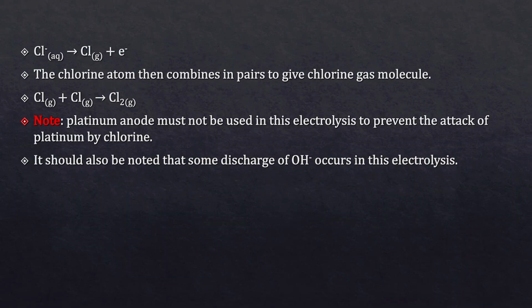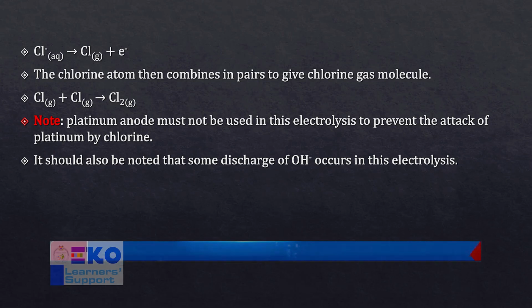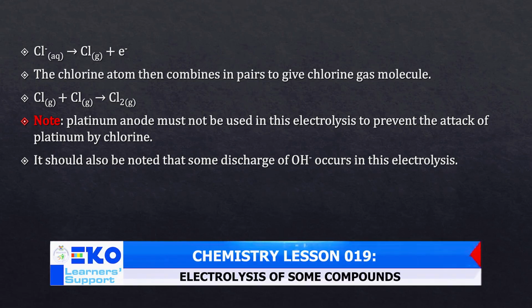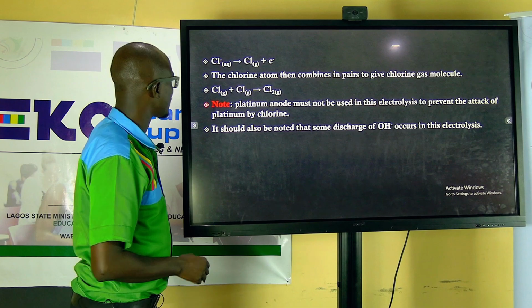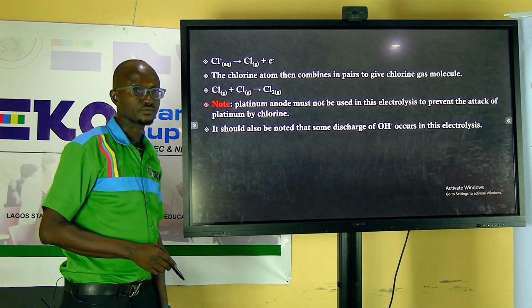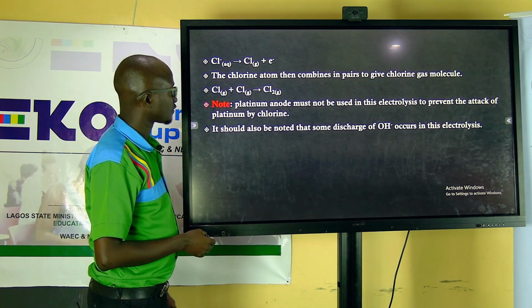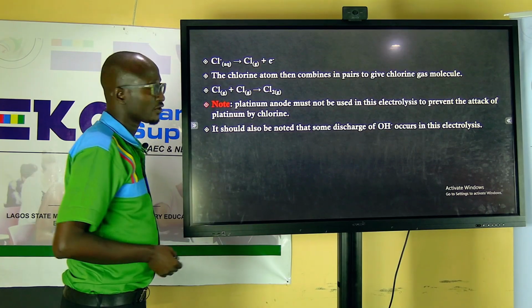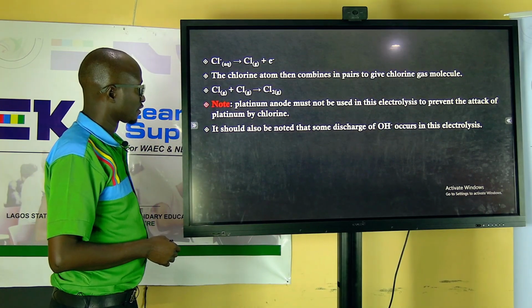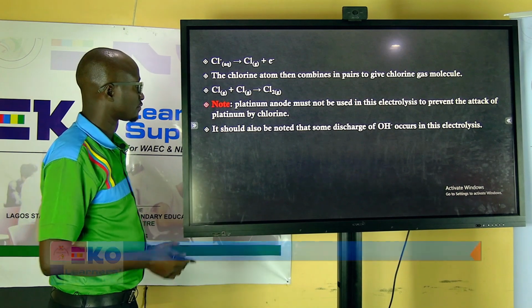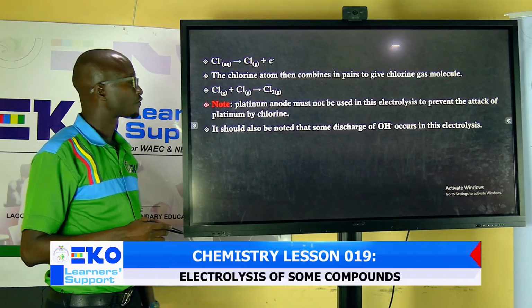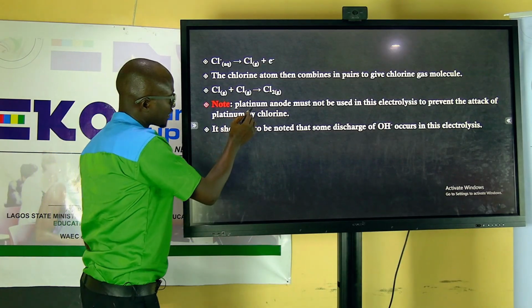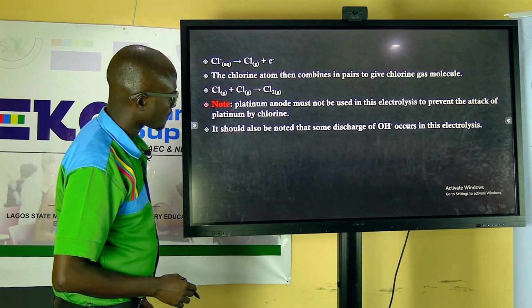As you can see, chlorine is discharged. Cl plus Cl to give us what? Cl2. Note this, students, a platinum anode must not be used in this electrolysis to prevent the attack of platinum by chlorine. So chlorine attacks platinum, hence platinum anode is not what? Used. Just like oxygen attacks carbon, graphite. So in your choice of electrodes, platinum is not used in this electrolysis.